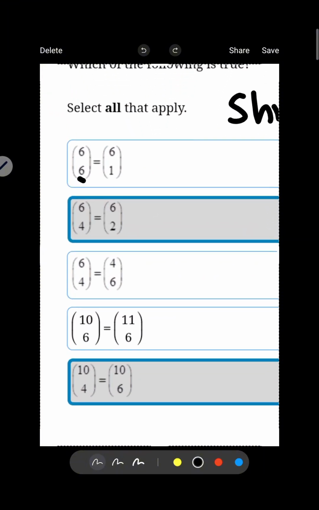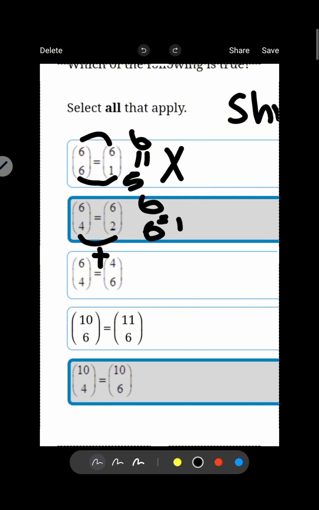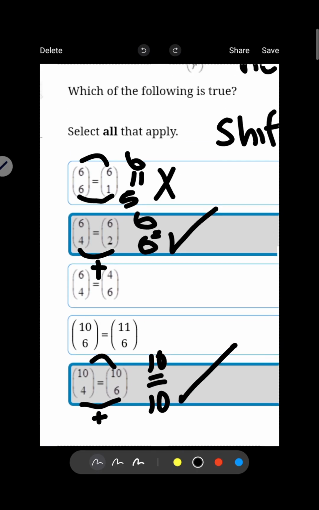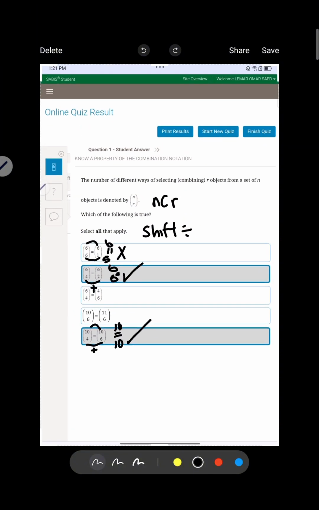You're going to add those. Okay, here you get 5, and here it's 6. Is 6 equal to 5? No. So it's wrong. Here you add them, you get 6. Is 6 equal to 6? Yes. Okay. And so on. Also here, plus, you get 10. The same number, right? So it's correct. Okay, that's for question number 1.